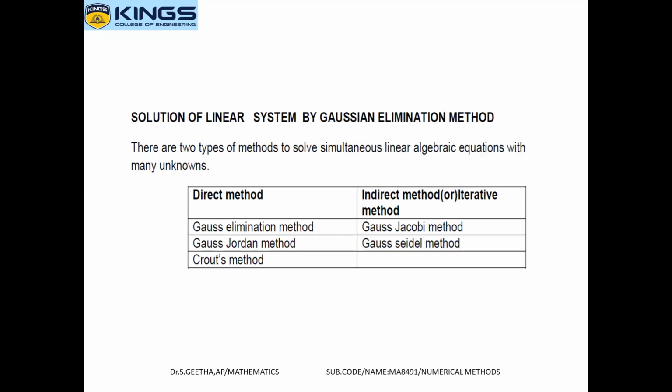Solution of linear system by Gaussian elimination method. There are two types of methods to solve simultaneous linear algebraic equations with many unknowns. Direct methods: Gauss elimination method, Gauss-Jordan method, and Crout's method. Indirect or iterative methods: Gauss-Jacobi method and Gauss-Seidel method.